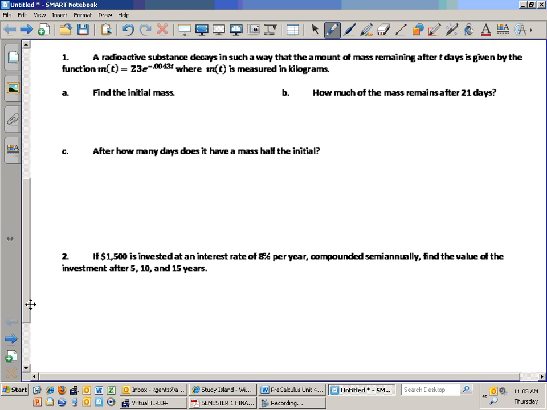Time 0. So if we were to just figure out m of 0, that would be 23 times e to the negative 0.0043 times 0. That would give us our initial mass. Now, what is negative 0.0043 times 0? It's 0. And what's anything to the 0 power? 1. So this is 23 times 1, which is? So the mass at time 0, or the initial mass, is equal to 23 kilograms. Okay?